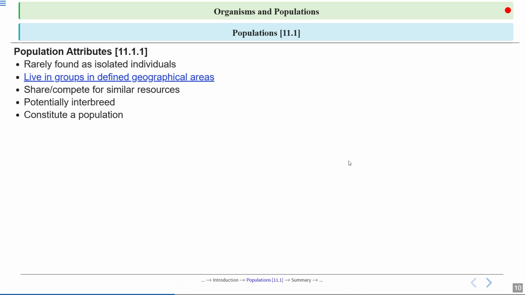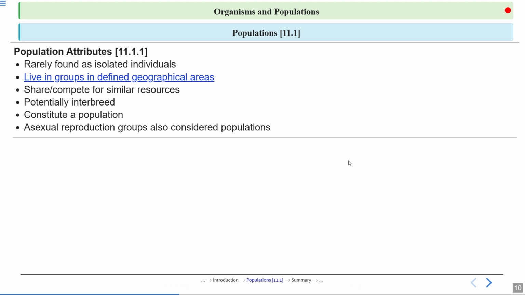So, basically, a population is essentially a group of individuals of the same species living in a particular area, interacting with each other and their environment, and they can potentially interbreed with each other as well. It is also important to know that groups reproducing asexually are also considered a population. Even though they don't interbreed in the traditional sense, they still form a cohesive group that shares resources and space. For example, bacteria in a petri dish is also called a population.